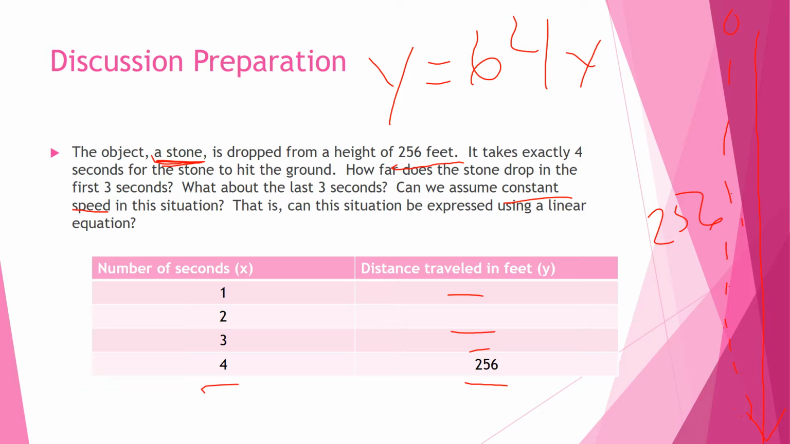So let's take it a step further. Instead of the object, we know that the object is a stone. So if we know it's a stone and it's dropped at a height of 256 feet, it takes exactly 4 seconds to hit the ground. So think about that. You have this stone up here, 256 feet. The stone you're dropping right here, and it's going to go down, go down, go down, and hit the ground in 4 seconds.